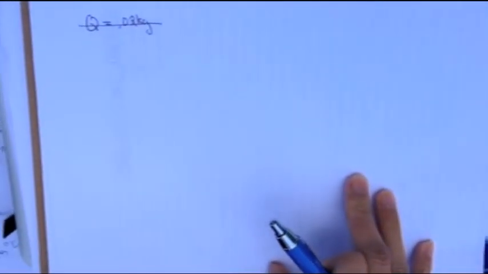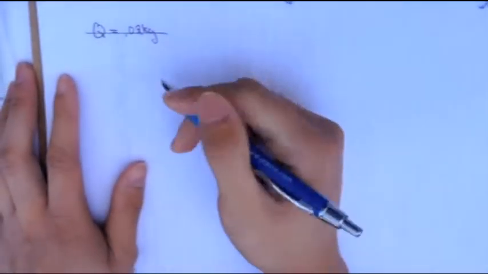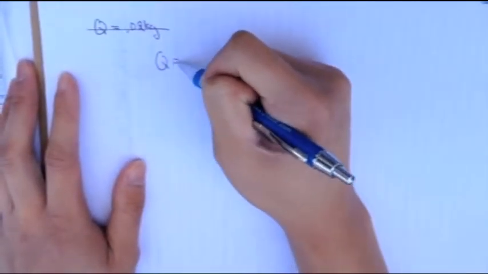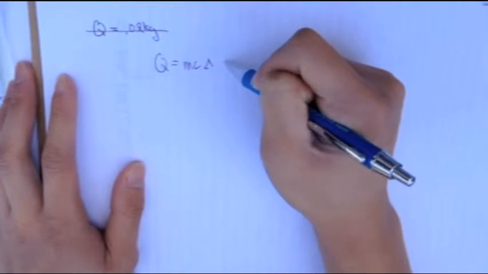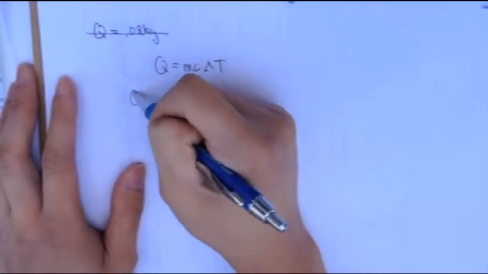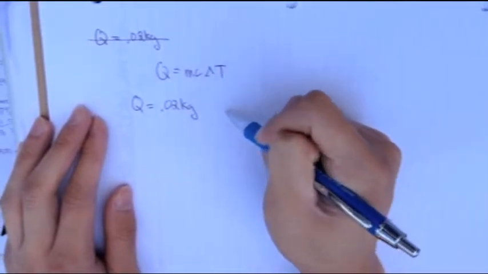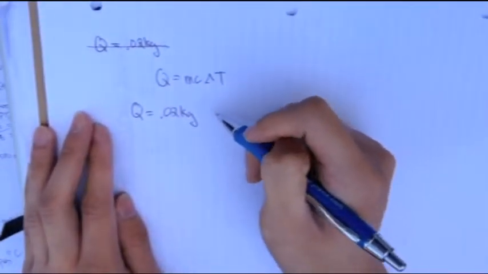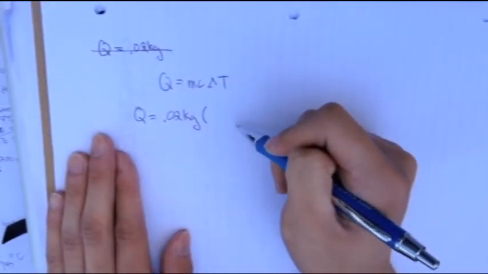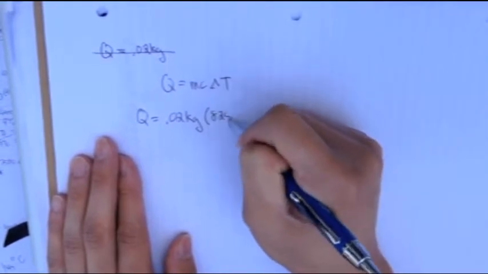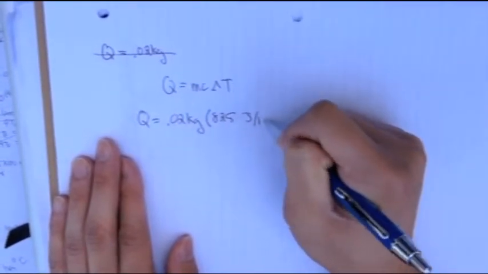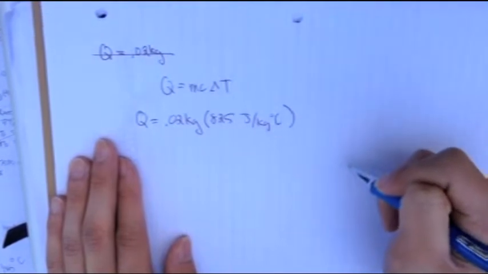Alright, so to start off this problem, we need to find the total heat energy loss from the molten iron. So we have Q equals mc delta T. That's the formula we're going to use. So Q is going to equal 0.02 kilograms, that's converted from the 20 grams, and you multiply that by 825 joules per kilogram degrees Celsius. That's going to be the specific heat.